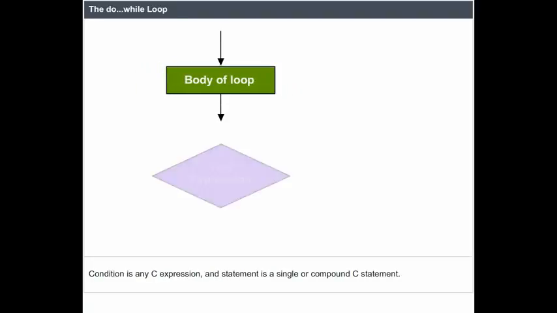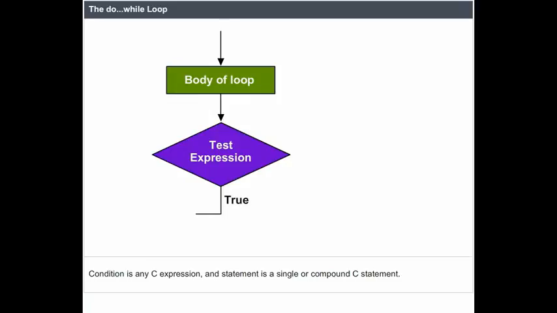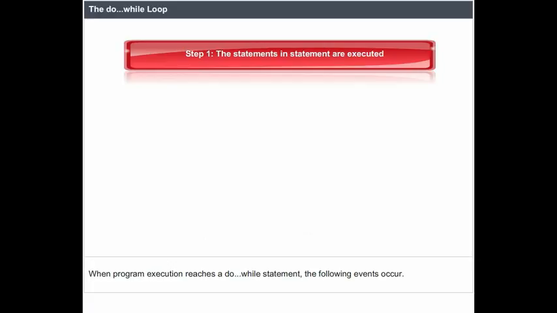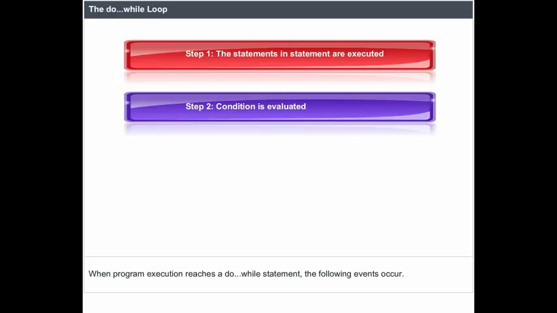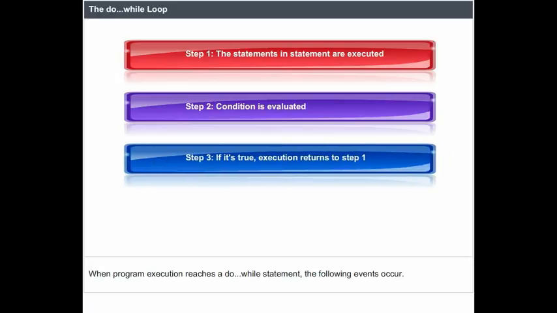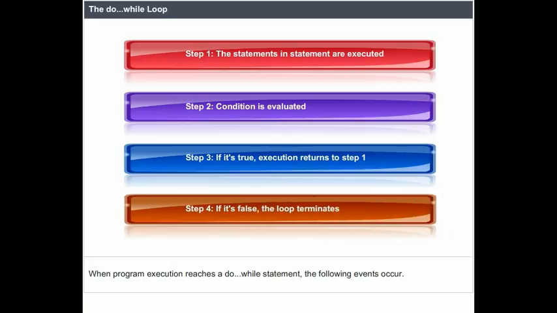Condition is any C expression and statement is a single or compound C statement. When program execution reaches a do-while statement, the following events occur. Step 1. The statements in statement are executed. Step 2. Condition is evaluated. Step 3. If it is true, execution returns to step 1. Step 4. If it is false, the loop terminates.